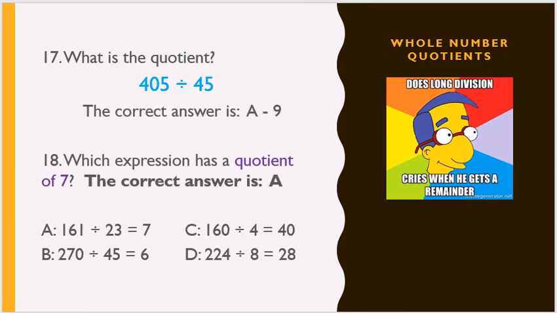So, number 17, what is the quotient of 405 divided by 45? Well, the correct answer is A9. You can check your answer by saying 45 times 9 equals 405. Number 18, which expression has a quotient of 7? The correct answer is A. If you look at A, 7 times 23 is 161, and that is the correct answer.